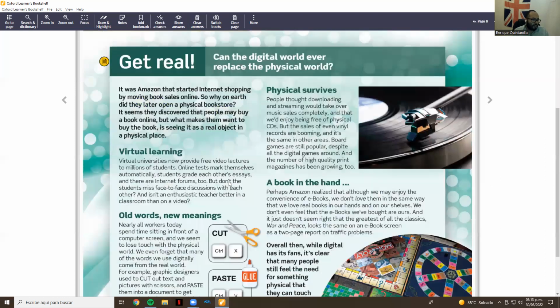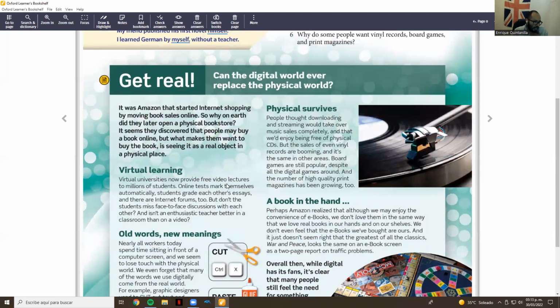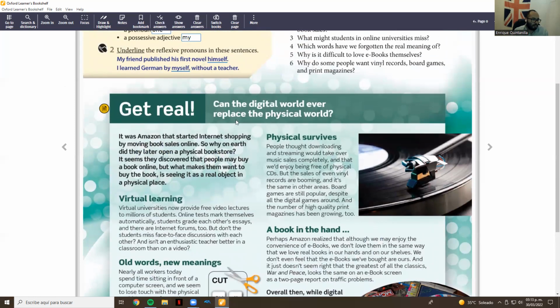Okay, then we have this text. It says, get real. Can the digital world ever replace the physical world? Nowadays, with this pandemic, kind of. It has replaced some aspects of our real world, of our physical world, but not everything. For example, now our classes are kind of hybrid. Sometimes face to face, sometimes online, and sometimes like this.